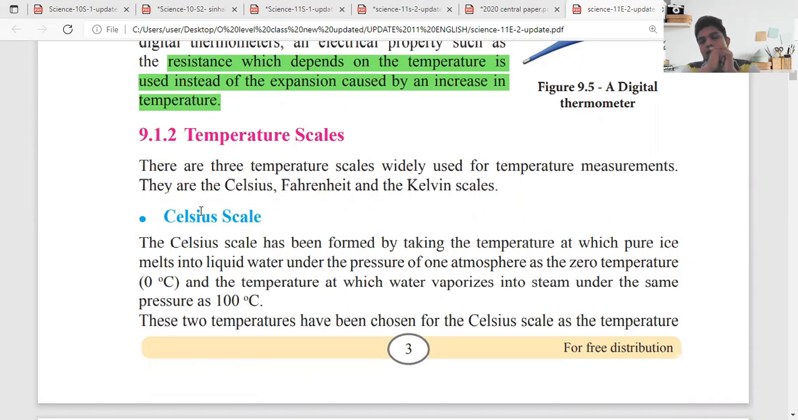Okay, let's see, write the next topic. Write down temperature scales.